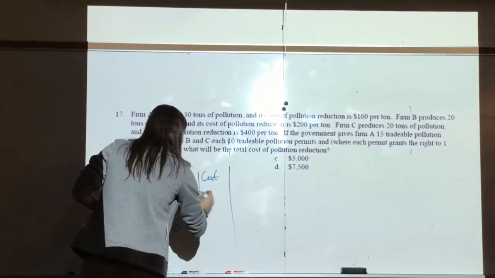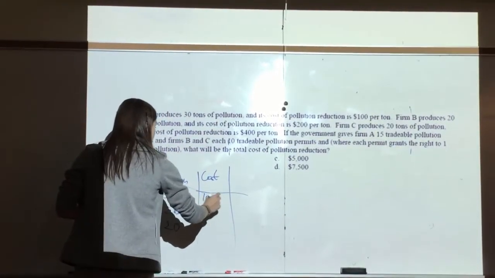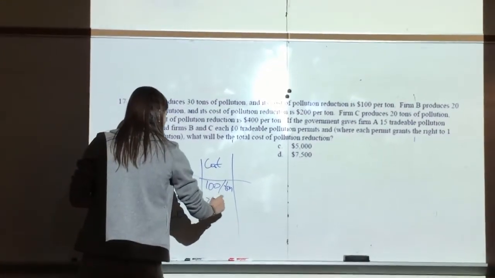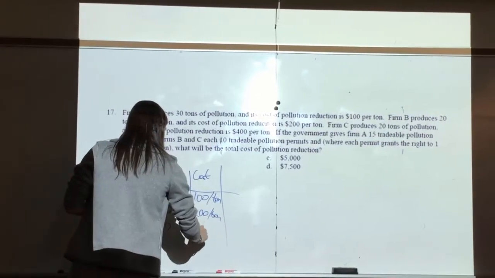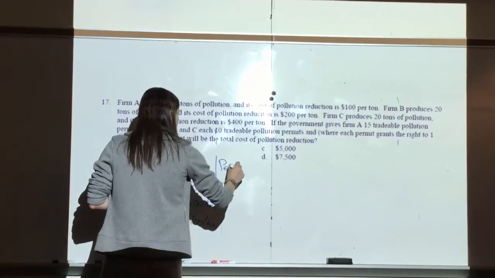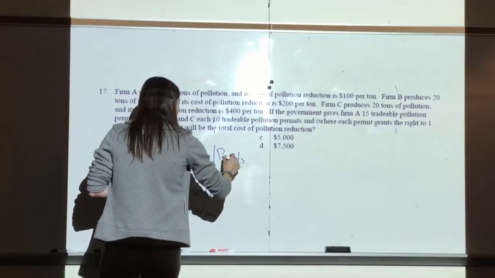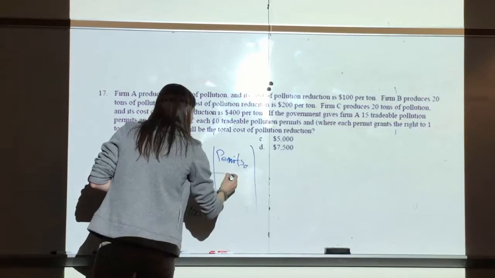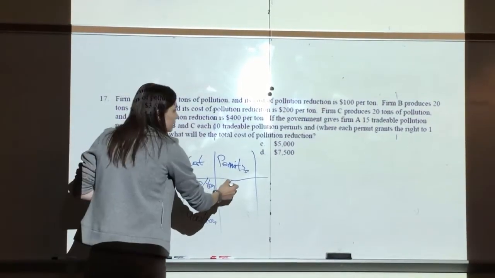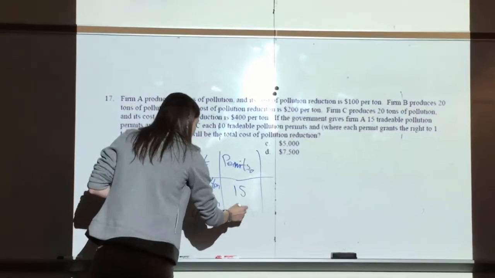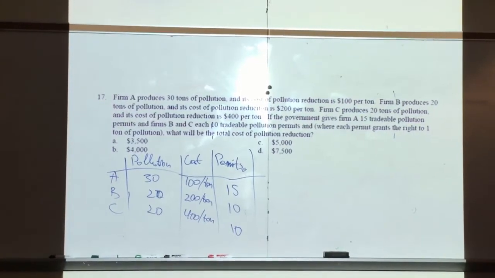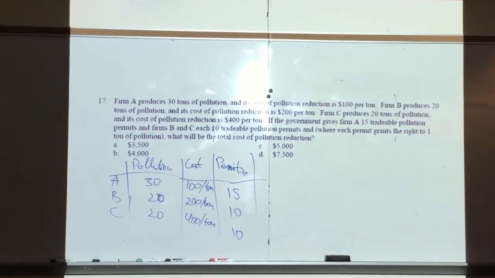The cost of reducing it each ton is 100 for A, 200 for B, and 400 for C. And the initial amount of permits they have, so they're allocated, I forgot, 15, 10, and 10. Right, so you allow them to trade, what happens?